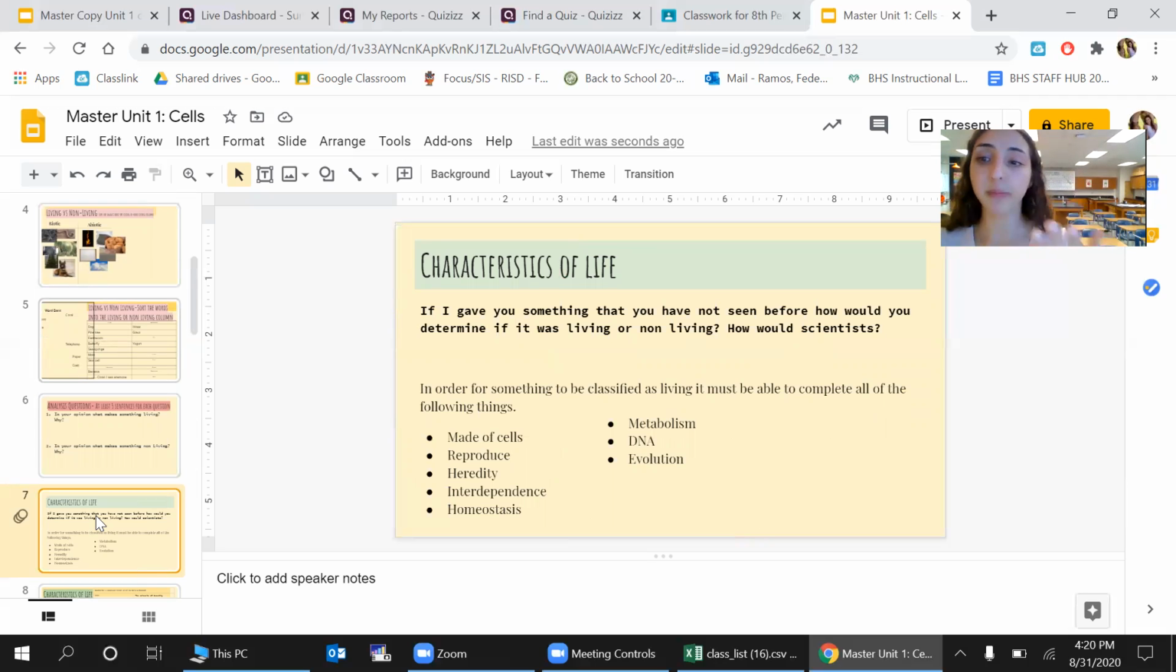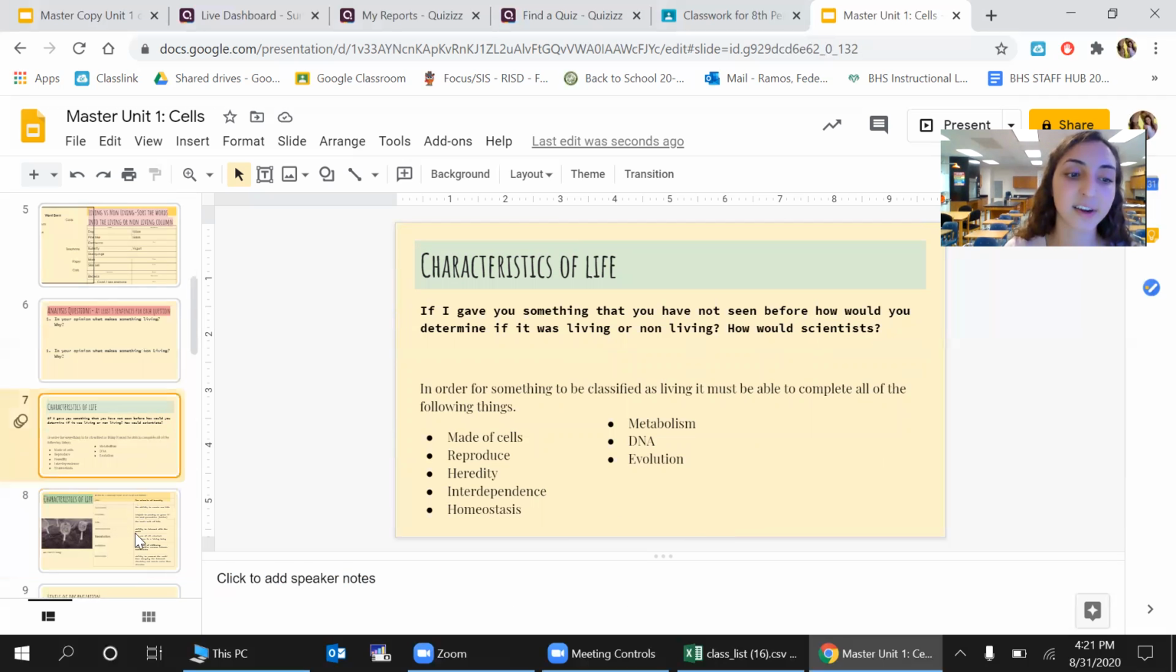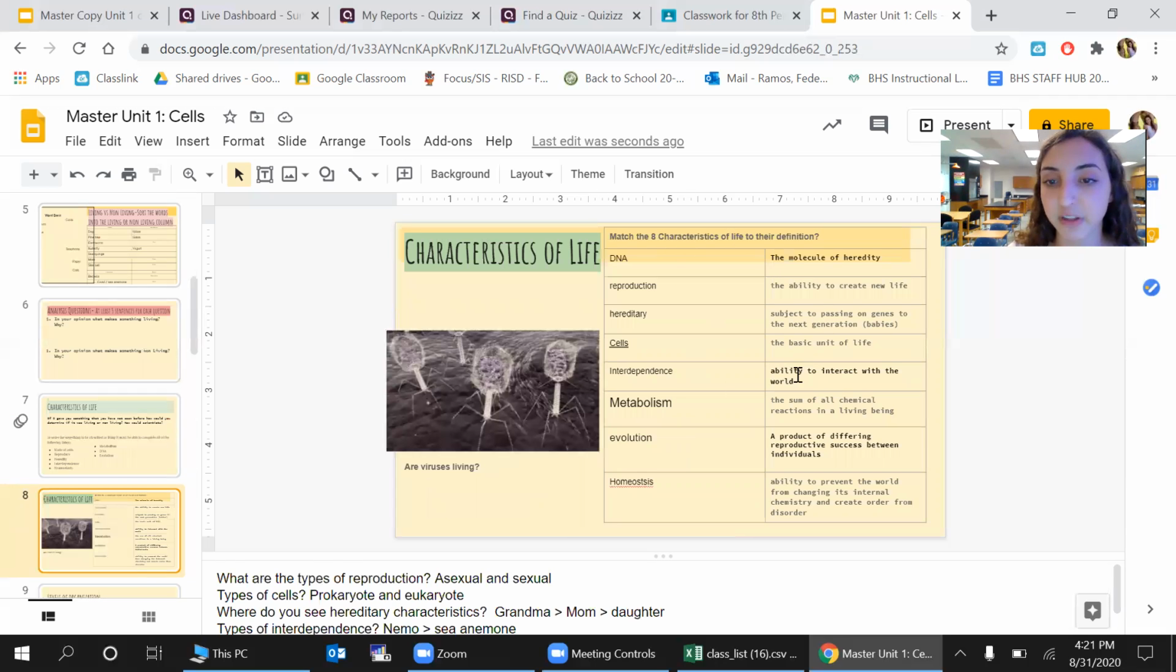Some of the benchmarks that make something living are made up of 8 categories. We have cells, reproduction, hereditary, interdependence, homeostasis, metabolism, DNA, and evolution. On your screen, this side is blank for you, and it's for you to organize these terms into these definitions.